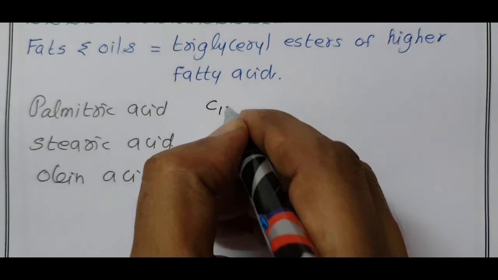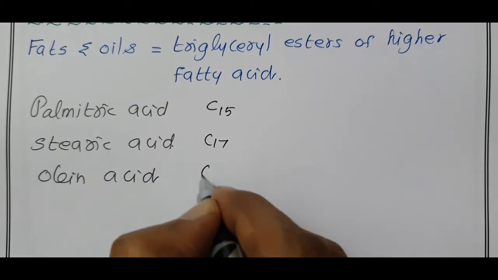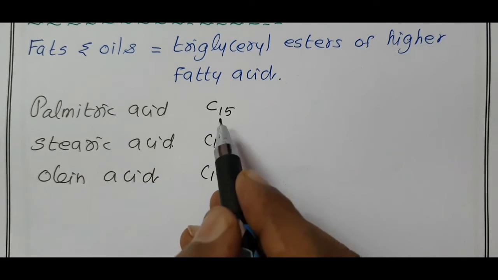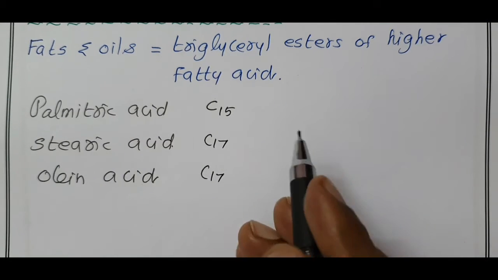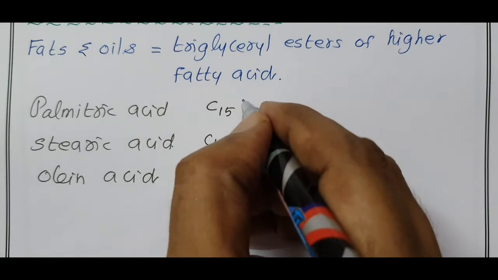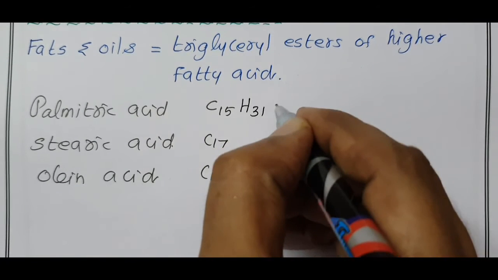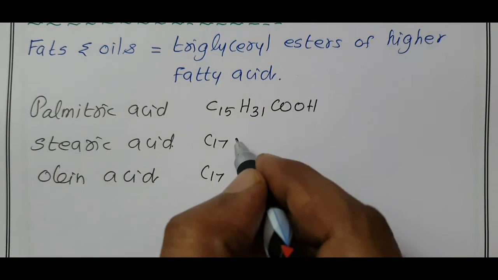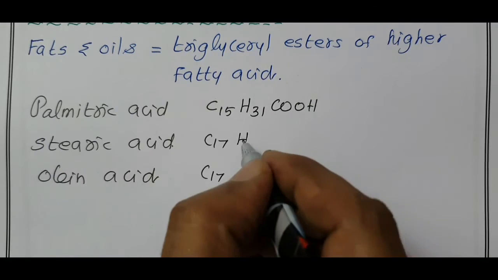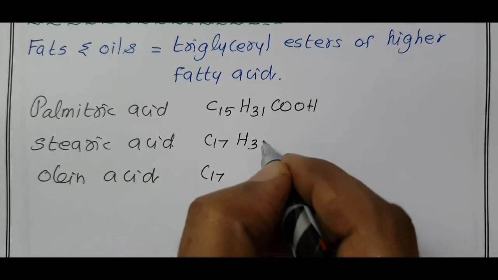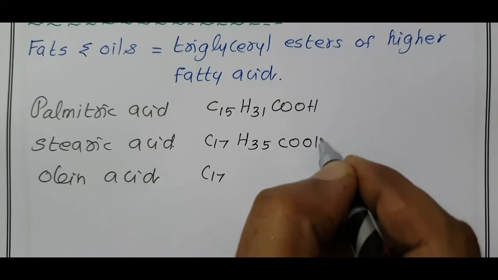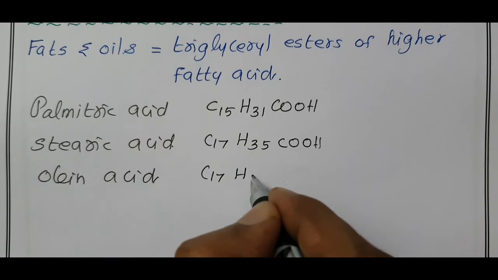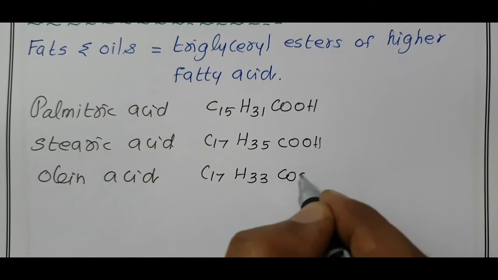Molecular formula: C15, C17, C17. How to write the number of hydrogen atoms? Double the number of carbon atoms and add 1. 15 plus 15 equals 30, 30 plus 1 is 31: C15H31COOH, palmitic acid. Double 17, 17 plus 17 equals 34, plus 1 equals 35: C17H35COOH. Here also you double that number, 34 plus 1, 35, but for oleic acid it is C17H33COOH. I will give the reason.